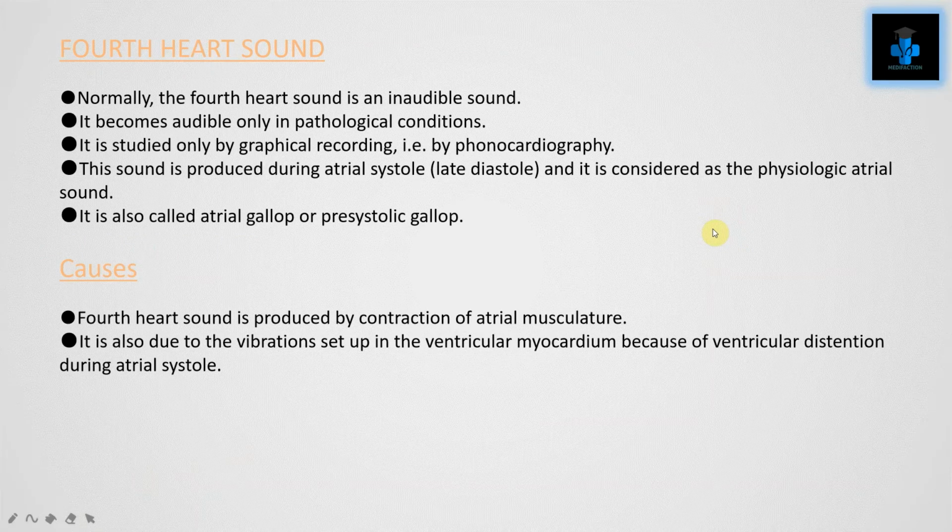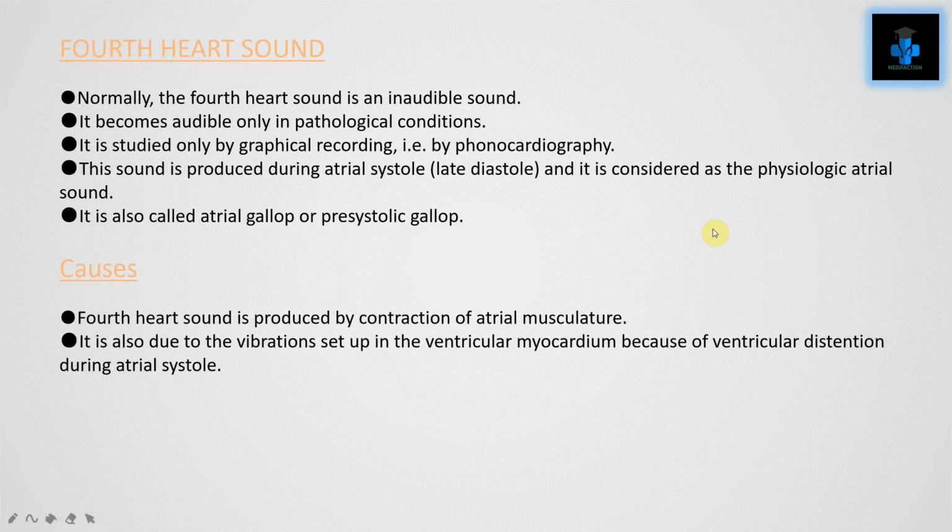Fourth heart sound. Normally, the fourth heart sound is an inaudible sound. It becomes audible only in pathological conditions. It is studied only by graphical recording, that is, by phonocardiography. This sound is produced during atrial systole and it is considered as the physiological atrial sound. It is also called atrial gallop or presystolic gallop.